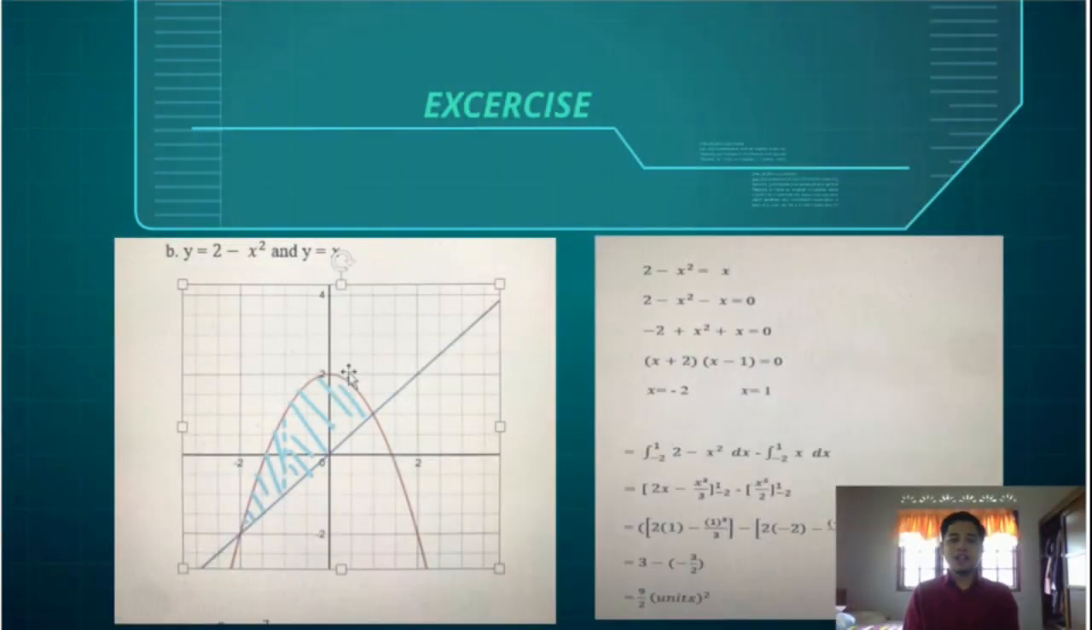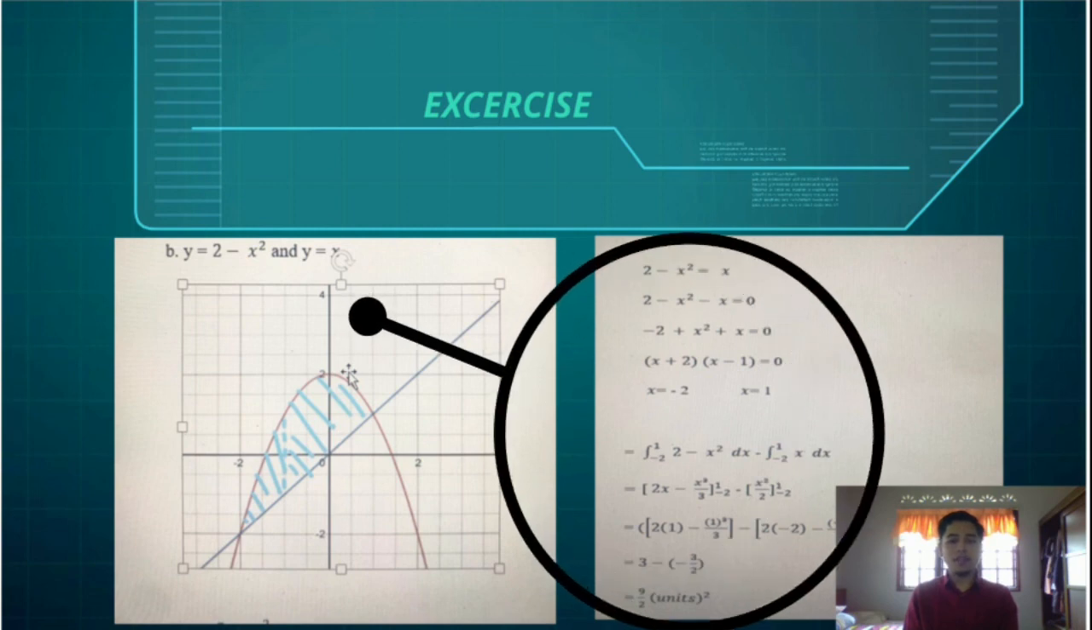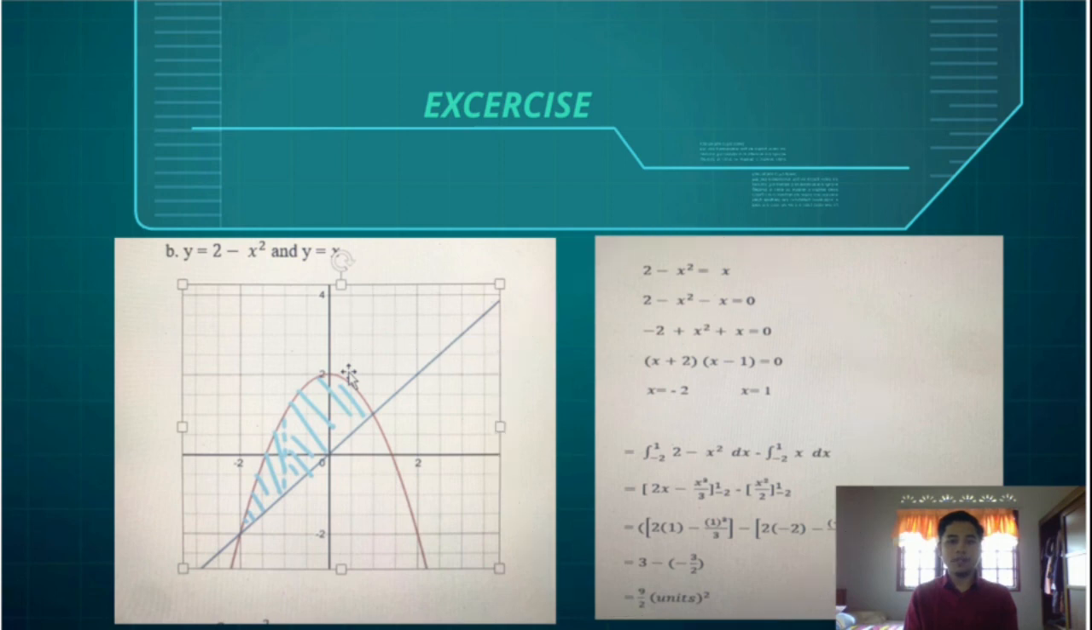Now we will go to another exercise. The functions given are y equals 2 minus x squared and y equals x. So the first step is to find the intersection point. So you can do 2 minus x squared equals x. Then gather all terms on one side. Then you will get 2 minus x squared minus x equals 0.